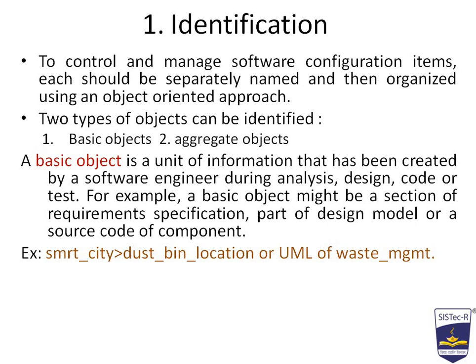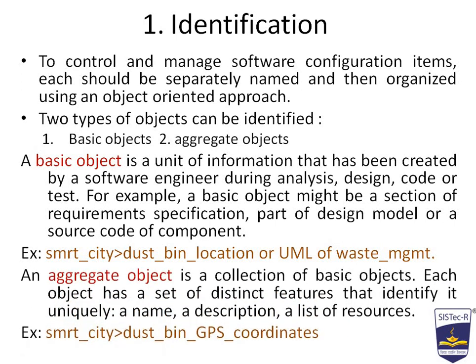For example, a basic object might be a section of requirements specification, part of a design model, or source code of a component. So let's take an example of a smart city where we define dustbin location, that could be a basic object, and UML of waste management could also be a basic object, or some source code can also be a basic object. An aggregate object is a collection of basic objects.